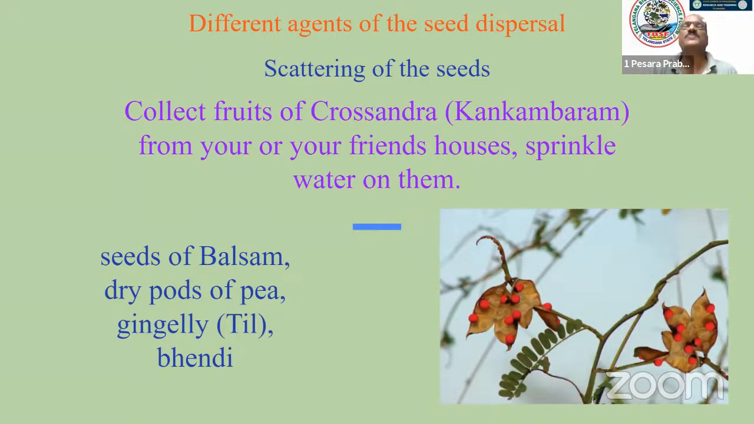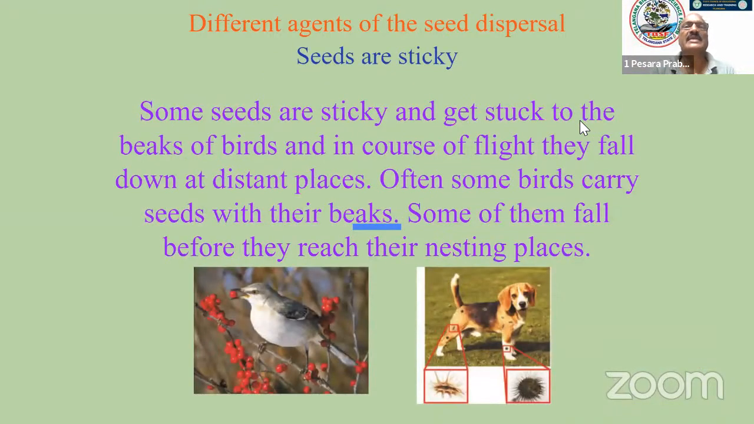So seed dispersal takes place by the force of uncoiling, scattering, or the bursting of fruits or dry fruits or pods. Okay. Some seeds are sticky. Remember, some seeds are sticky and get stuck to the beaks of birds, and in the course of flight, they fall down at distant places. Often, some birds carry seeds with their beaks. Some of them fall before they reach their nesting places.